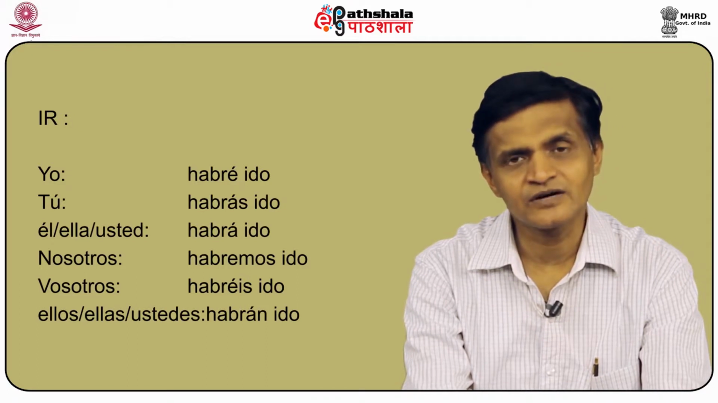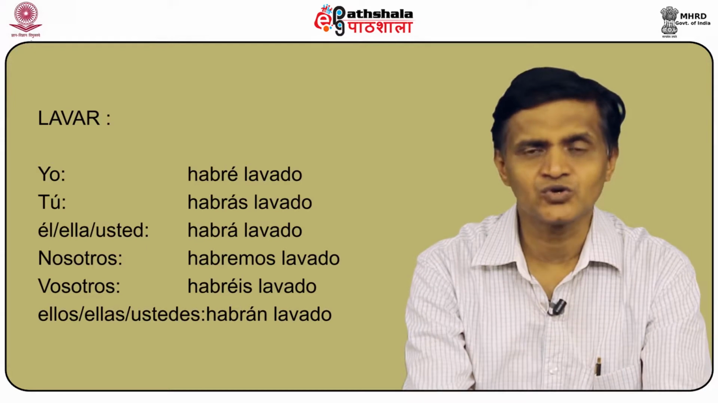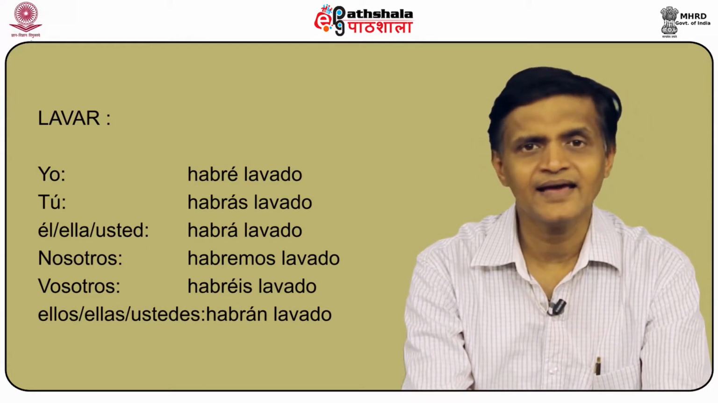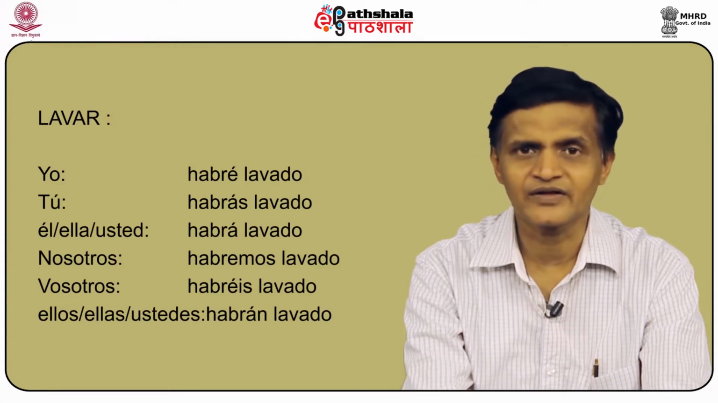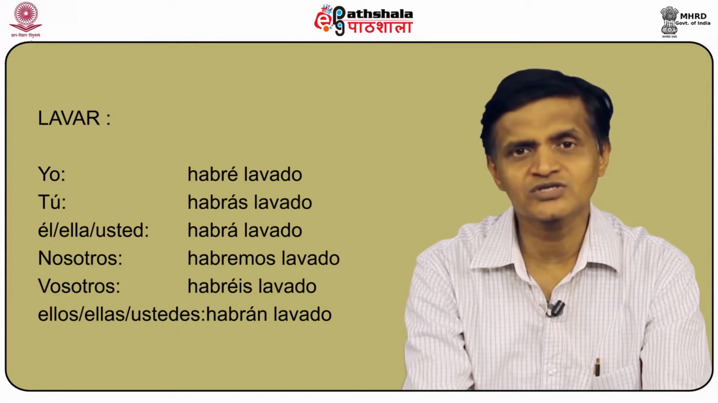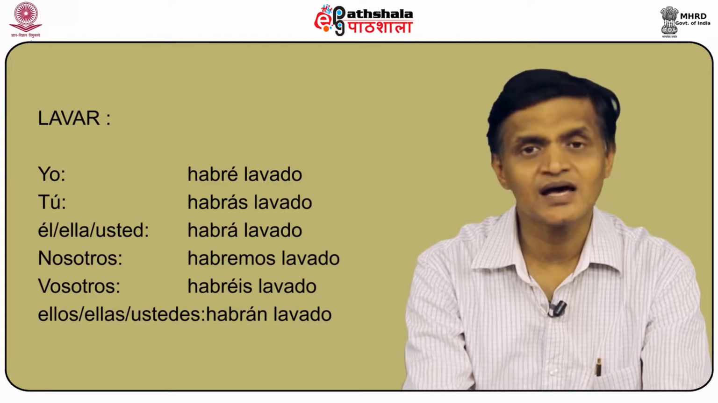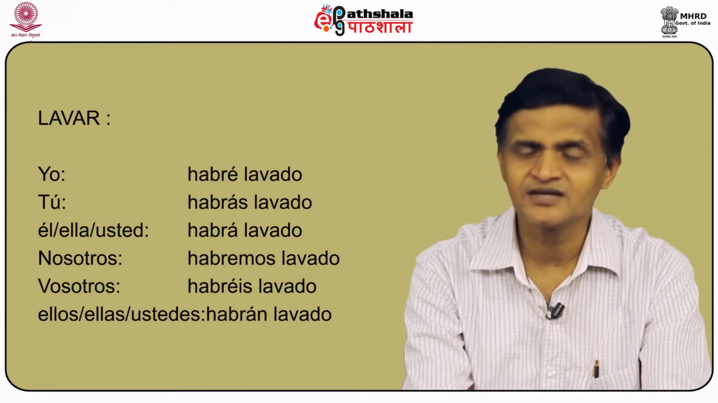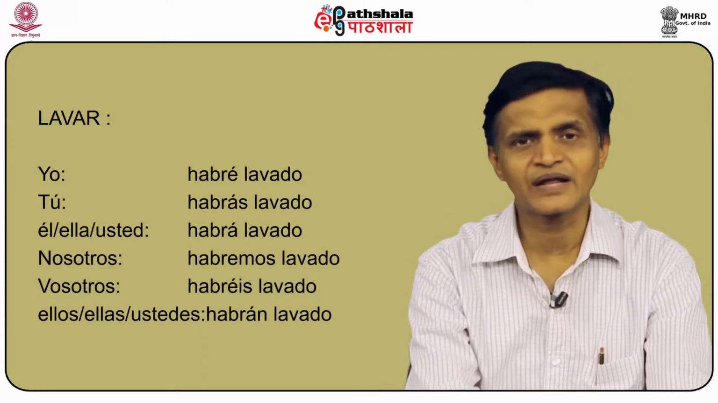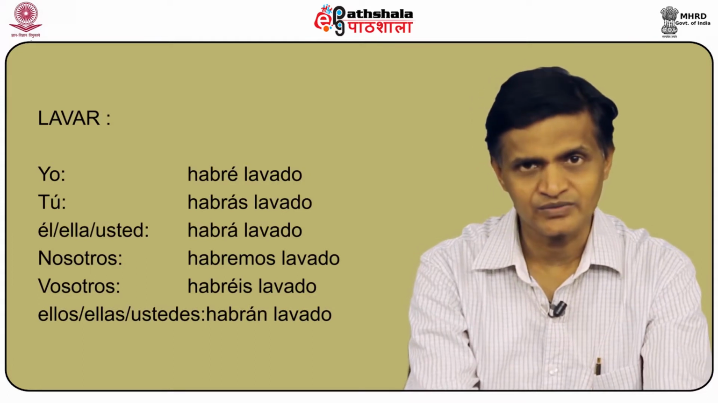Let us pick up another verb like lavar. So the conjugation of lavar would be yo habré lavado, tú habrás lavado, él, ella, usted habrá lavado, nosotros habremos lavado, vosotros habréis lavado, and ellos, ellas, ustedes habrán lavado. I repeat, habré lavado, habrás lavado, habrá lavado, habremos lavado, habréis lavado, and habrán lavado.